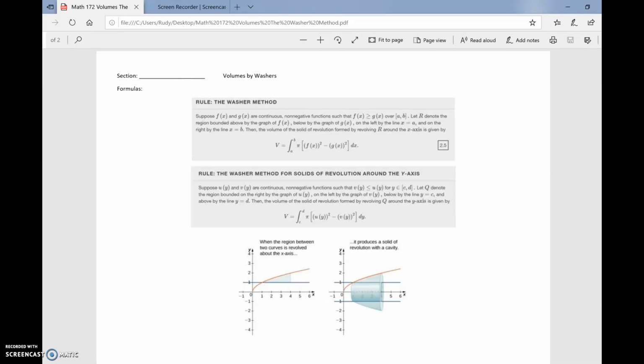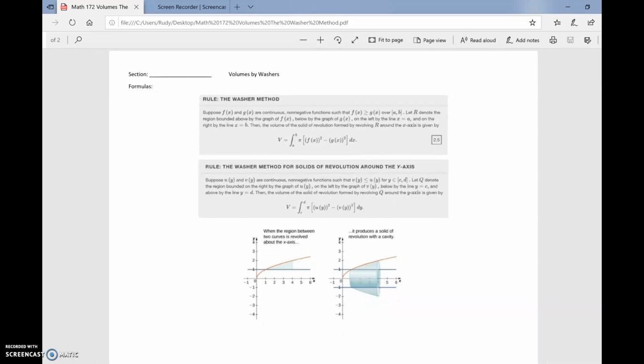Hi class, we're gonna take a look at a short section, and in this section we're talking about volumes, and it's very similar to what we did back with the disk method. In fact, if you're looking at the disk method, it was just this portion. So the vast majority of these problems are gonna have the setup of the disk method, except that as we're creating the volumes, some of these are gonna have an actual opening on the objects. So you're gonna have a second function.